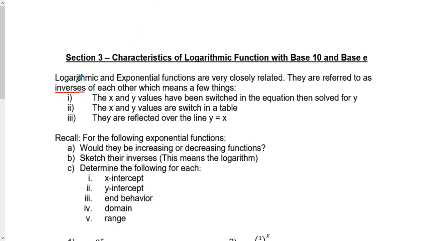Now, in order to be an inverse of each other, there's three characteristics that fit for inverses. What it means is that the x and y values have been switched in the equation and then solved for y, or the x and y values have been switched in the table, or they're reflected over the line y equals x.